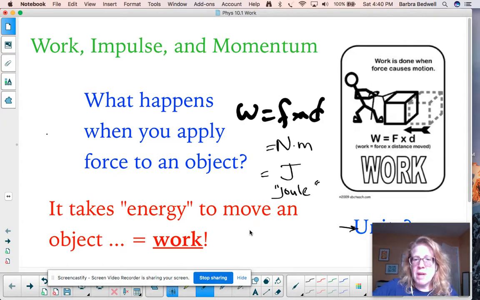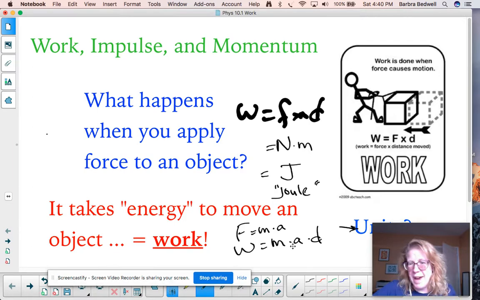I'll remind you that a newton is actually a complex unit as well, because force is mass times acceleration. We can actually get a different equation for work: work equals m times a times d. So you can always say that work always makes you mad, because it's mass times acceleration times distance, and that is the other equation for doing work. Mass is in kilograms, acceleration is in meters per second squared, and distance is in meters as well.